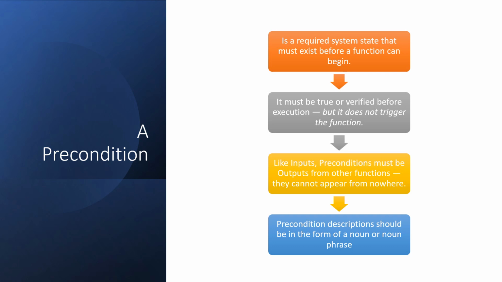This distinction helps us clarify modeling. It's actually not that critical, as long as dependency is captured. Like inputs, preconditions must also be outputs from other functions. They can't appear as if by magic. Preconditions should be in the form of a noun or a noun phrase. Well, the precondition of boiled water is the water is filled between recommended levels, say.